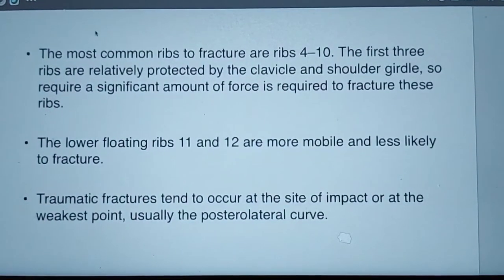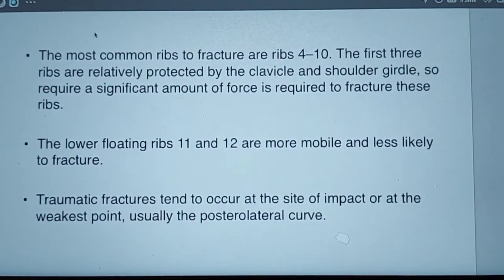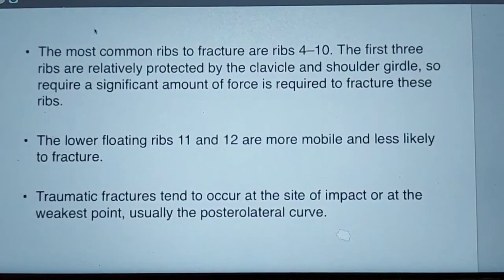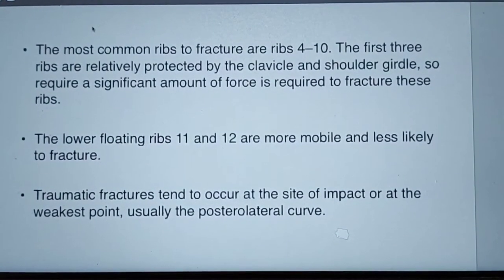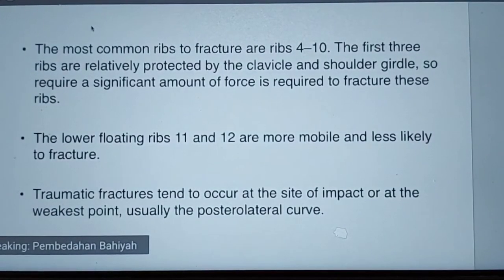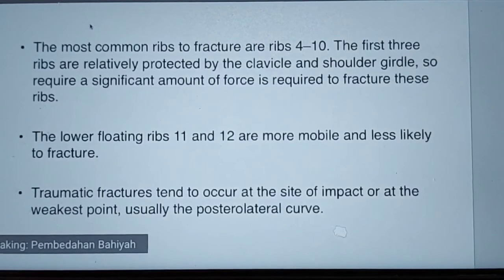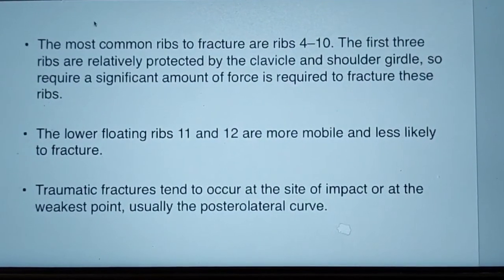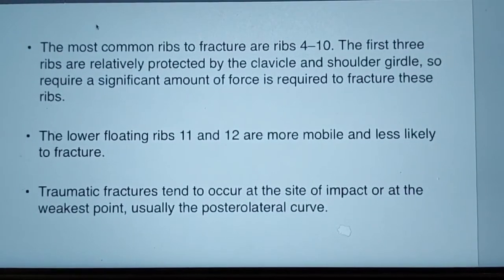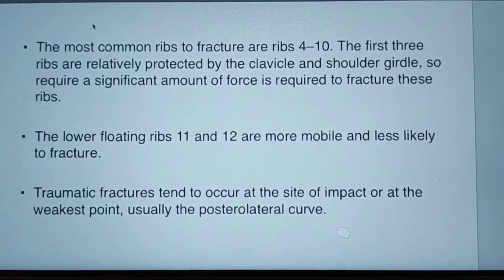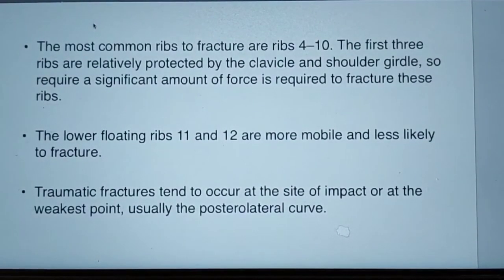The most common ribs to fracture are the 4th to 10th ribs. The first three are protected by the clavicle and shoulder girdle, so it requires a significant amount of force to fracture these ribs. The floating ribs, 11 and 12, are more mobile, so they are less likely to fracture. Traumatic fractures usually tend to occur at the site of impact or at the weakest point, the posterolateral curve.